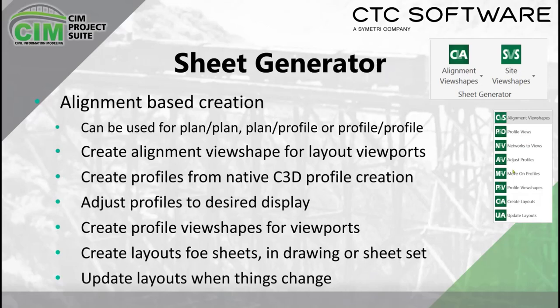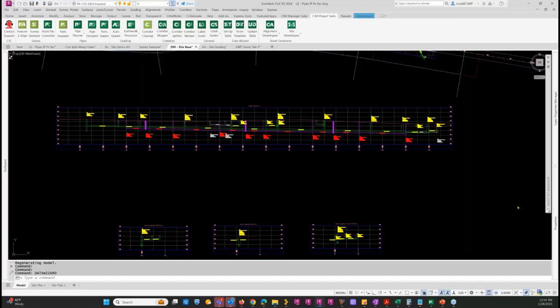And then, like I said, they change. So the basic workflow is from top to bottom. As you see there in the screenshot, first you want to do your view shapes, then your profiles, then put your networks to the views, and adjust how they look. If you have any Civil 3D objects or anything else that didn't fit before, you can move those. You can grab those. That's what the move on profiles is about. Then you create your profile view shapes to create your layouts.